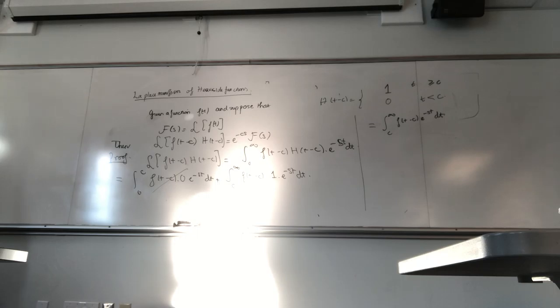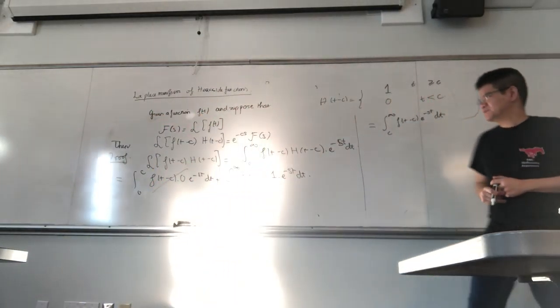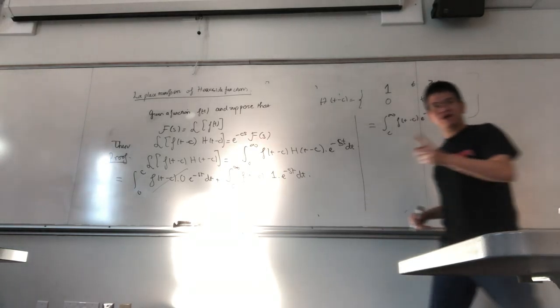It's clear. So, does someone have an idea how to go to the next computation? Well, now it's just the shifting. Yes, you just shift by c. So now you have to shift the variable, right?